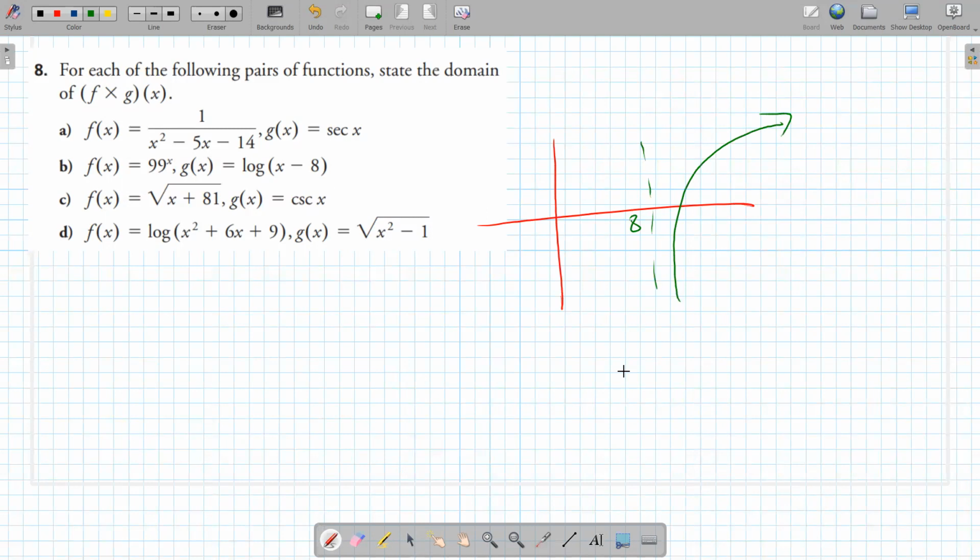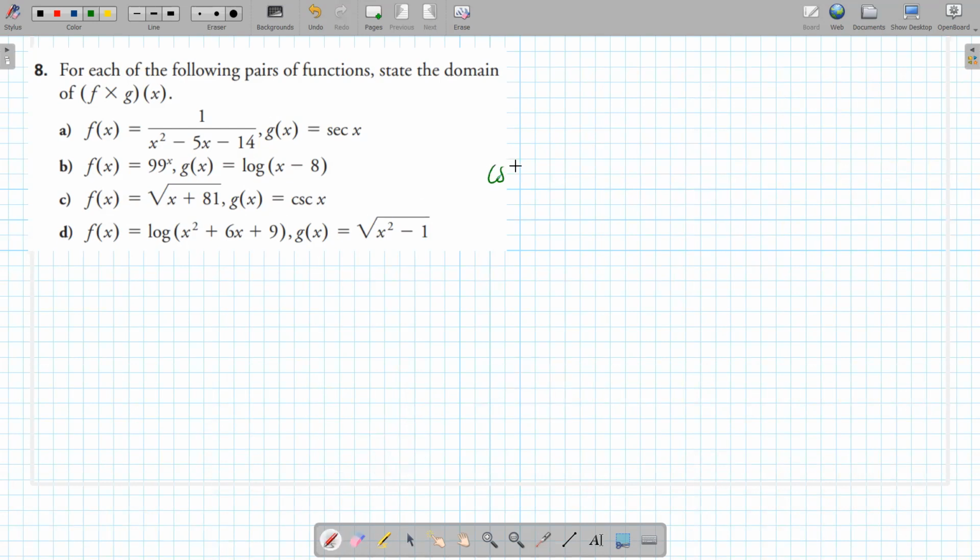99x is valid everywhere. So what's the combined domain? It's going to be the lowest of the two, right? This one's only valid when x is greater than 8. 99x is valid everywhere. So 8 to positive infinity. Yeah, so it'll be -8. Sorry, +8 to positive infinity.